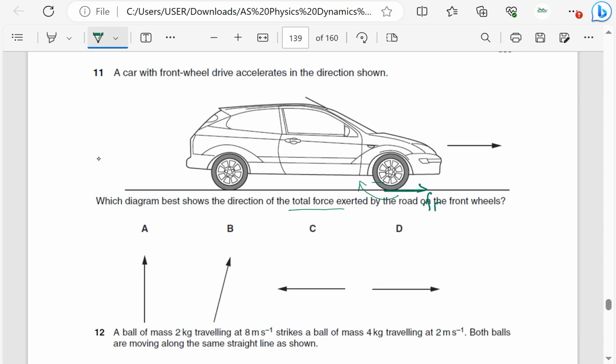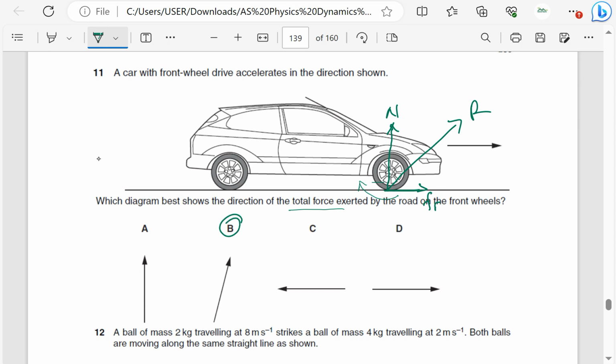Of course, there's a normal reaction force at the point of contact, which I'm going to call N. So the resultant of these two forces must be a force which is between them here. So the question is, which diagram best shows the direction of the total force? So this is the total or the resultant. Total force exerted by the road on the front wheel.